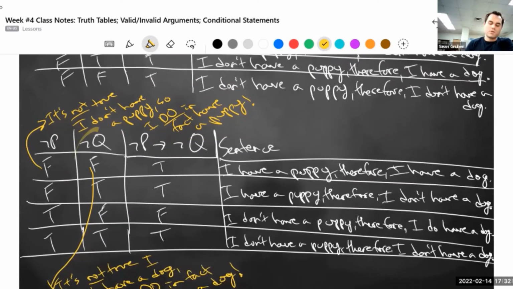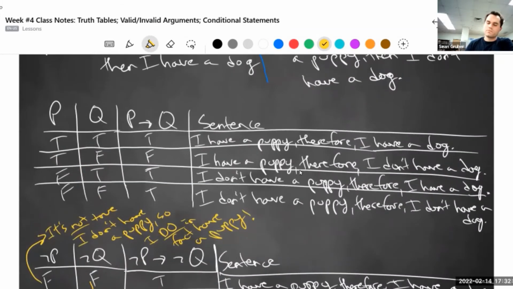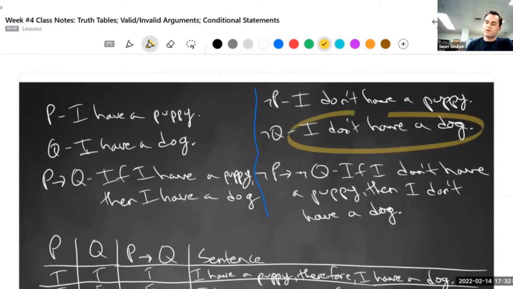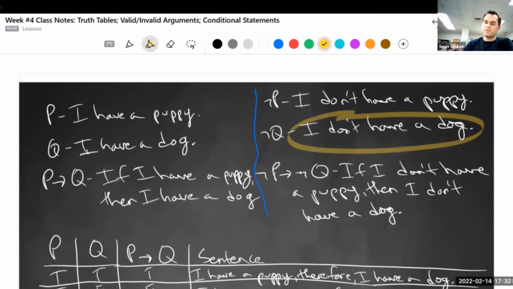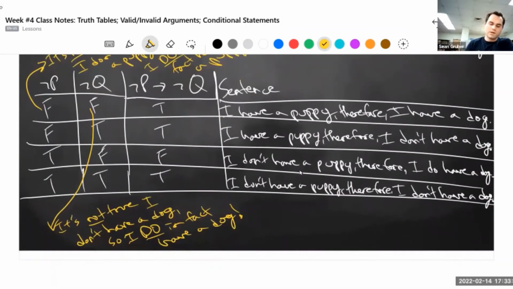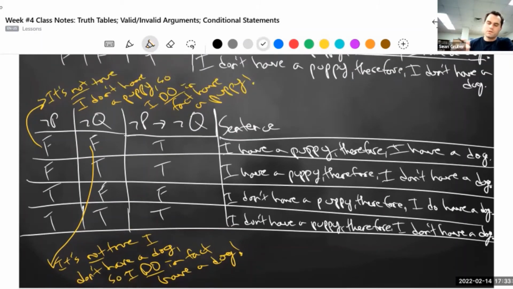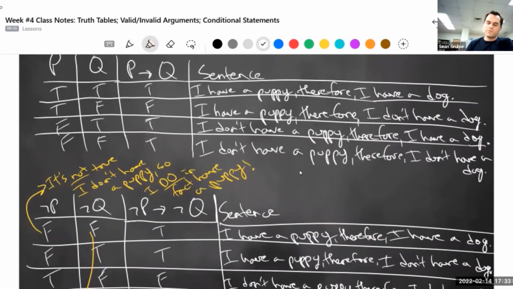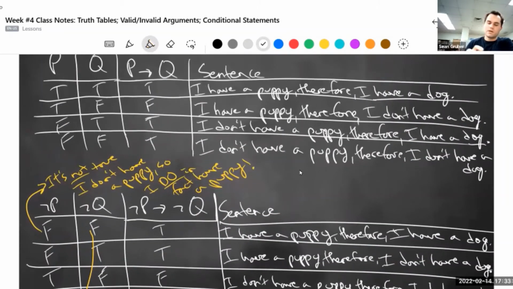Similarly, not Q, right? Let's go up to not Q. I don't have a dog. If it's false that I don't have a dog, well, then I do have a dog, right? So I wrote that down here. Not Q being false means it's not true that I don't have a dog. So in fact, I do have a dog. Okay. So now let's go through and do the same thing that we did up here.